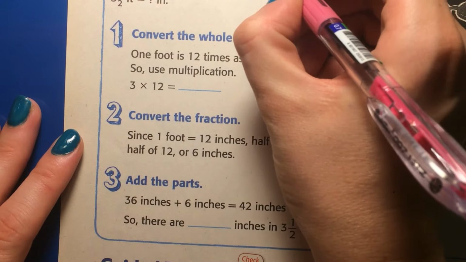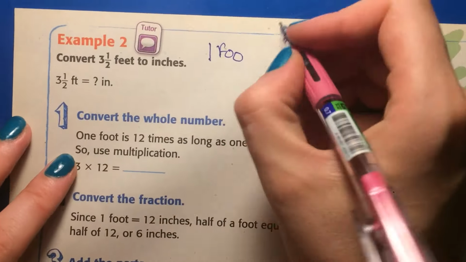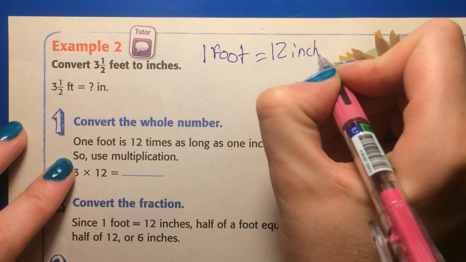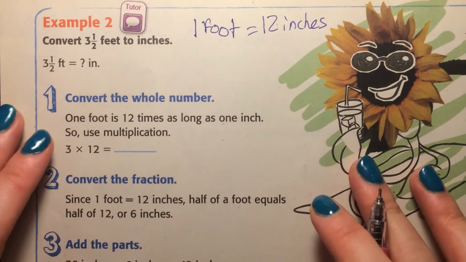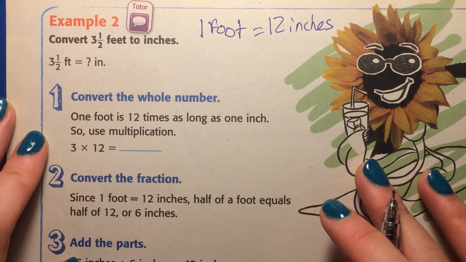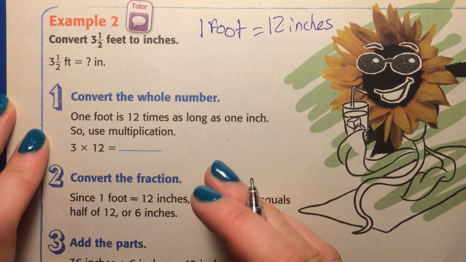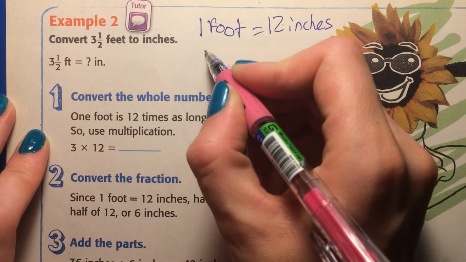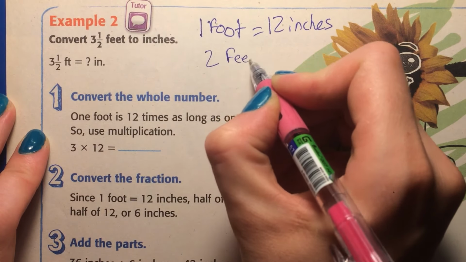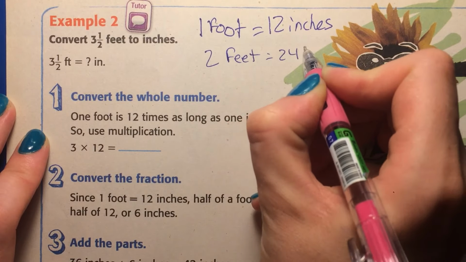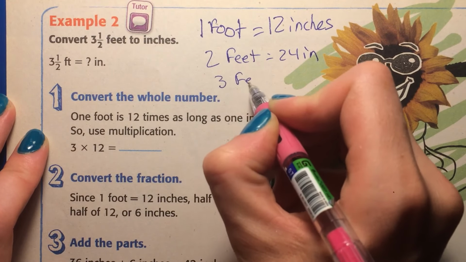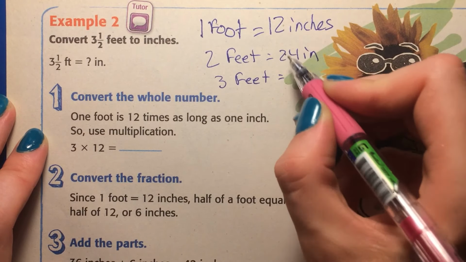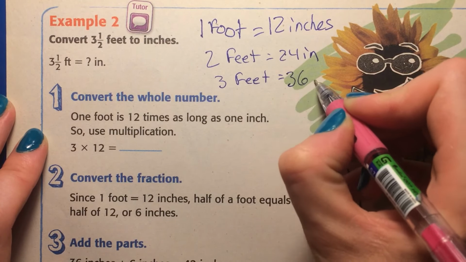Okay, so 3 1/2 feet. Well, we know 1 foot is 12 inches. So 2 feet would be 24 inches. 3 feet would be, going up by 12, 36 inches.